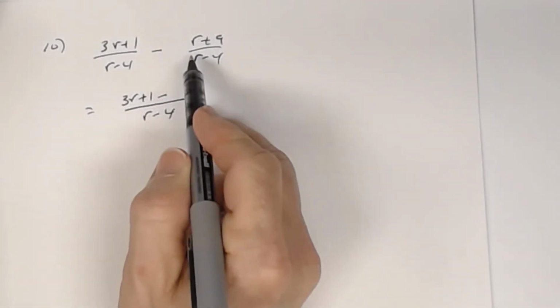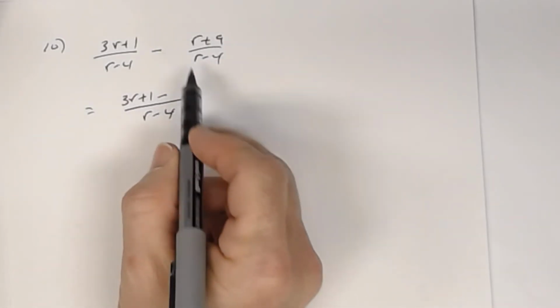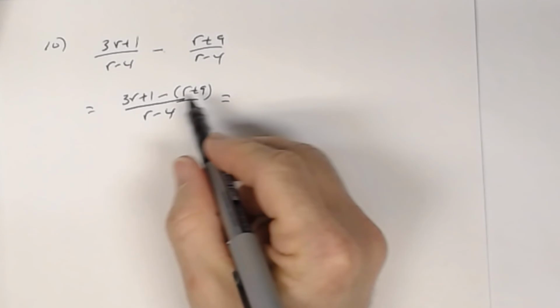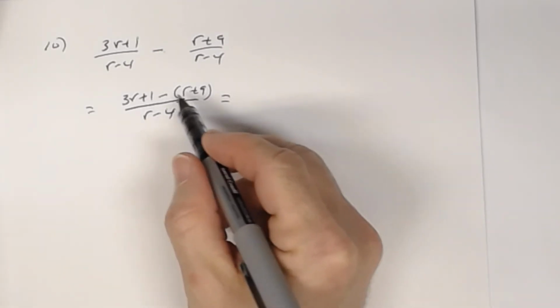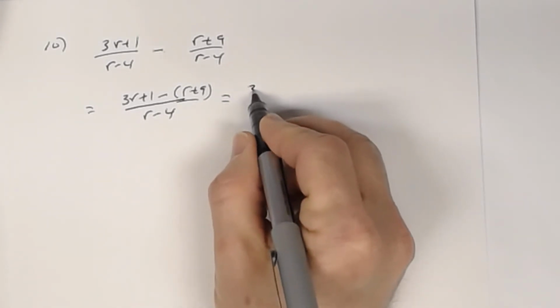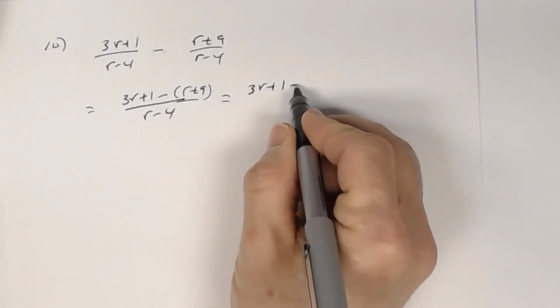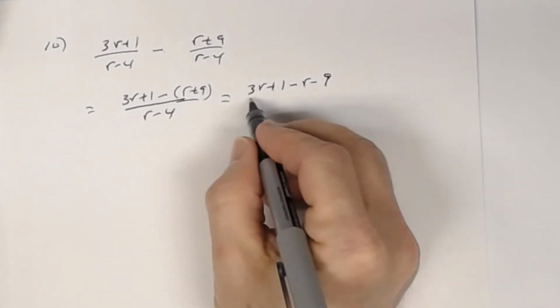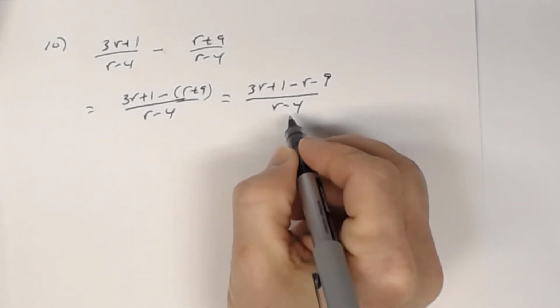Subtract this numerator. So you're subtracting all of this, so put that in parentheses. Now this becomes, getting rid of the parentheses by using the distributive property, you distribute this negative symbol, this negative 1. I get 3r plus 1 minus r minus 9, divided by r minus 4.